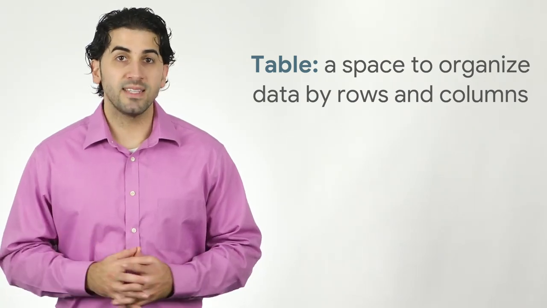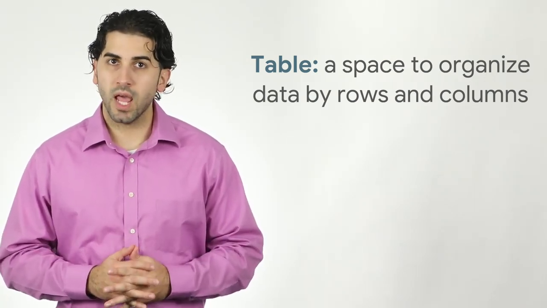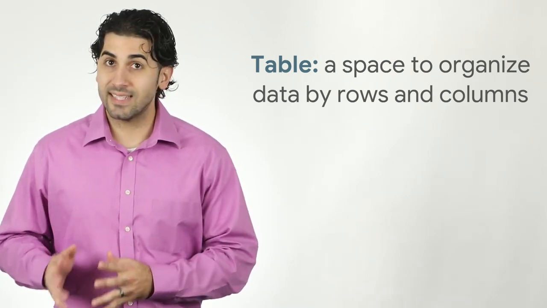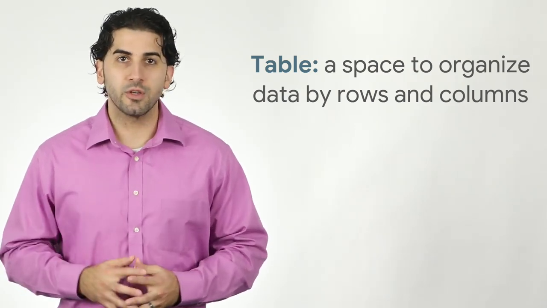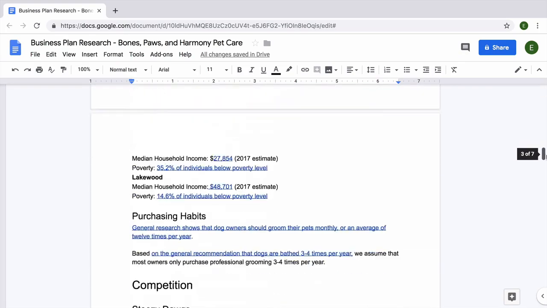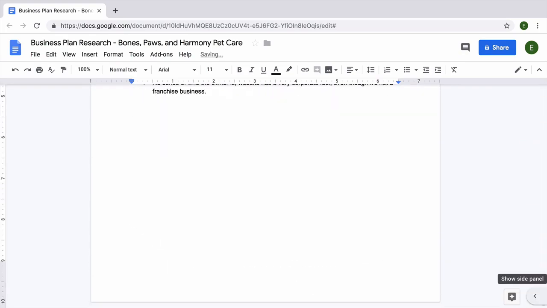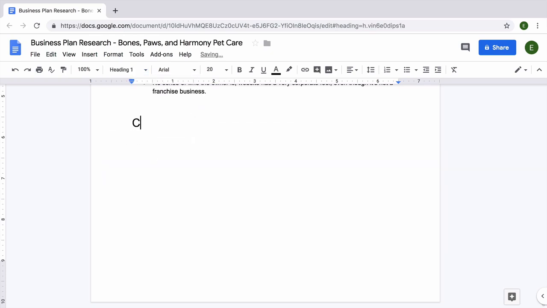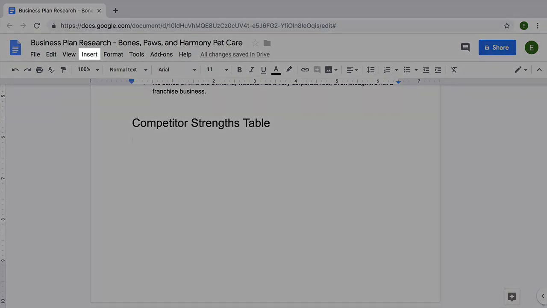A table provides a space to organize data by rows and columns. It clearly organizes related information side by side, making it easier to compare and interpret at a glance. To begin, scroll to the bottom of your notes, add a heading for your table. Then, insert a table beneath your heading.